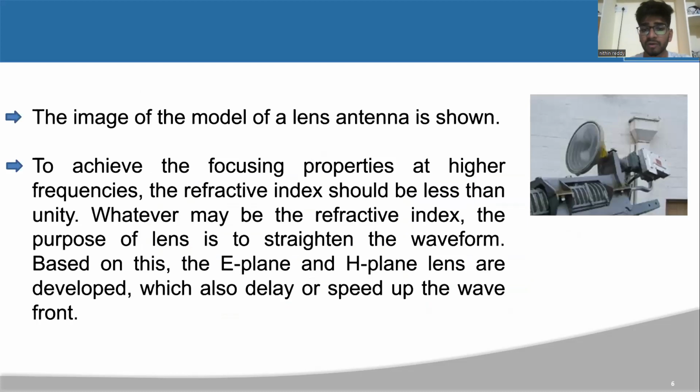In the image, a model of a lens antenna is shown. Here in the image we can see the lens antenna. To achieve the focusing properties at higher frequencies, the refractive index should be less than unity. Whatever the refractive index, the purpose of the lens is to straighten the waveform. Based on this, the E-plane and H-plane lenses are developed, which also delay or speed up the waveform.